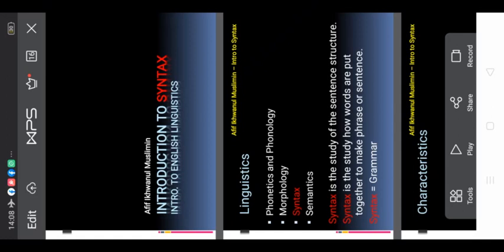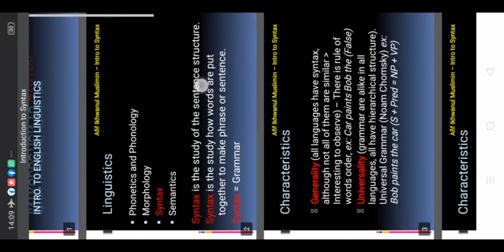So our focus today is syntax. Some scientists mention that syntax is the scientific study of sentence structure, so how the sentence is developed from words or phrases. And some others mention that syntax is the scientific study of how words are put together to make a phrase or sentence, how words are combined together to develop into a sentence, or how the words are phrased together to make a phrase.